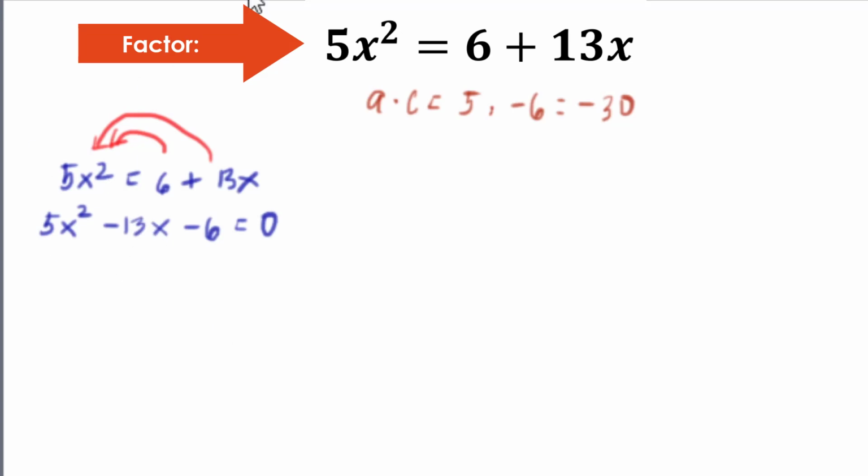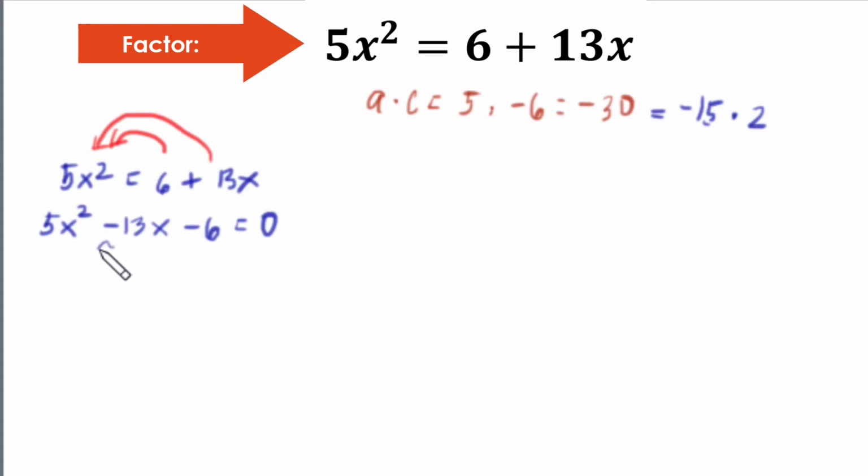What is it? Okay, so you're correct. That is negative 15 and 2. So the factors are negative 15 and 2. So let's check. If we add negative 15 and 2, does it give us negative 13? Okay, so yes, it gives us negative 13. So we are going to rewrite this.